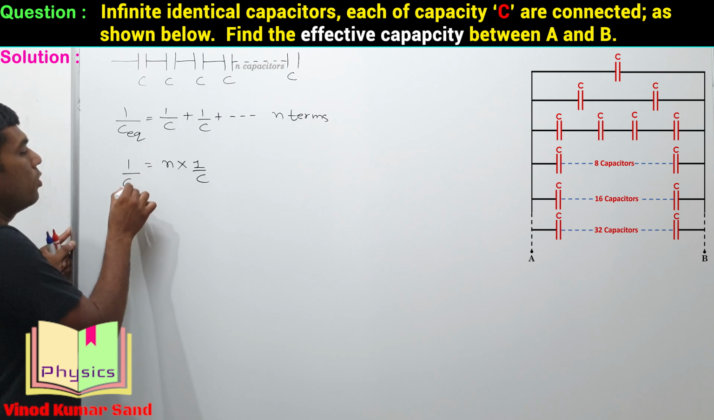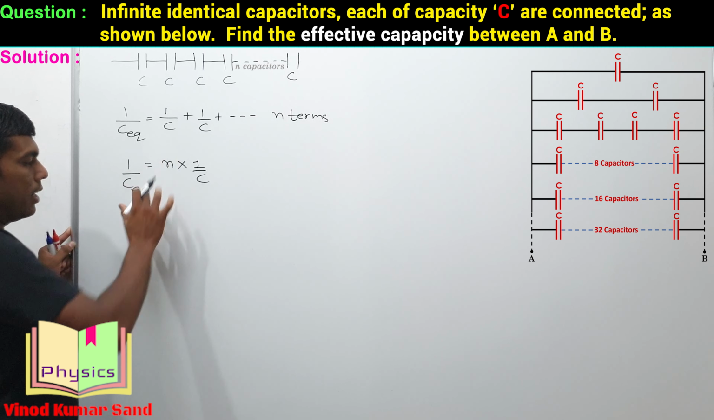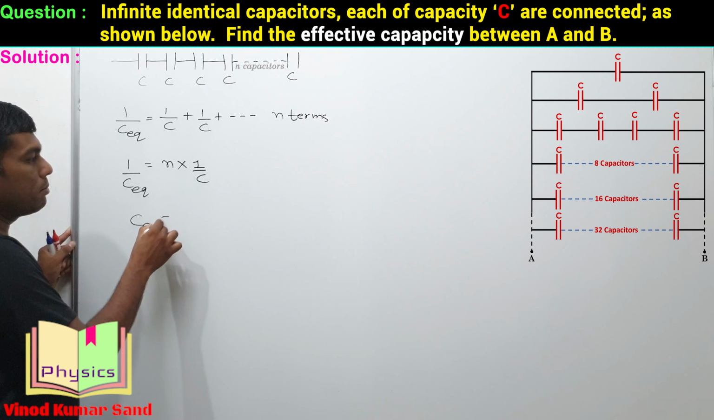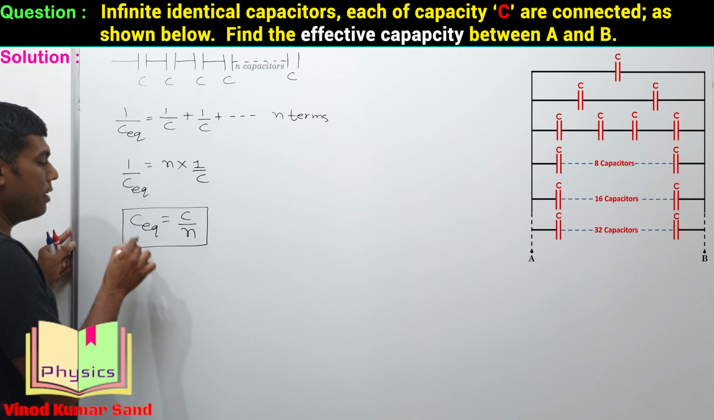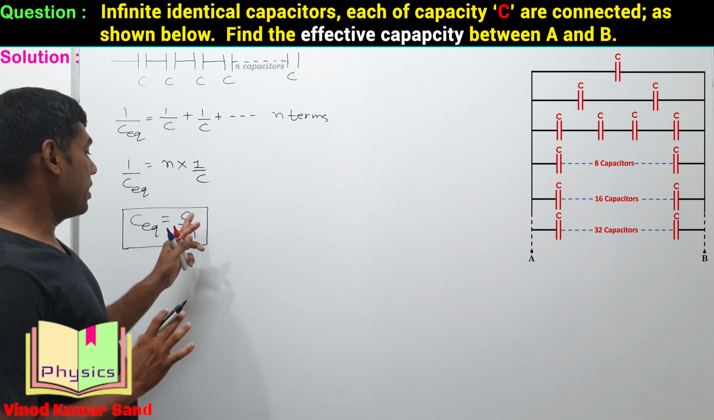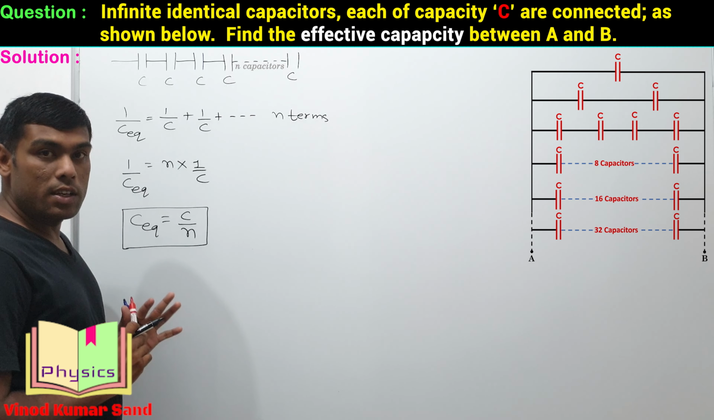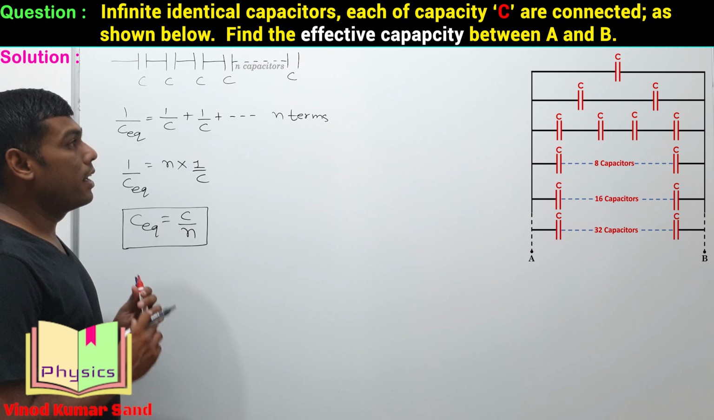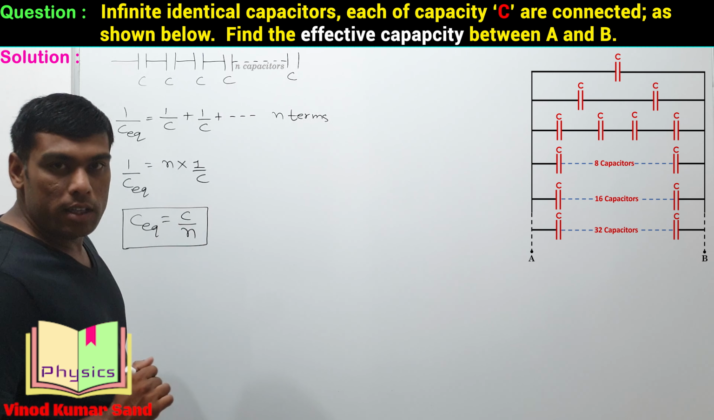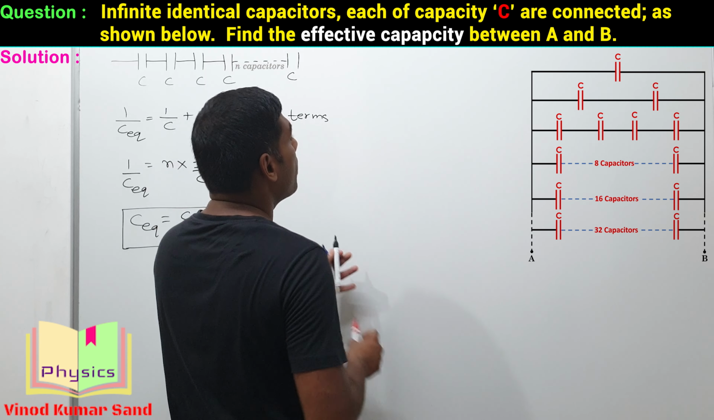Okay. So the C equivalent, let us flip the equation. It comes out to be C by n. Everyone knows this. If n identical capacitors having the capacity C are in series, then their effective capacity is C by n. Now I am redrawing the given circuit.